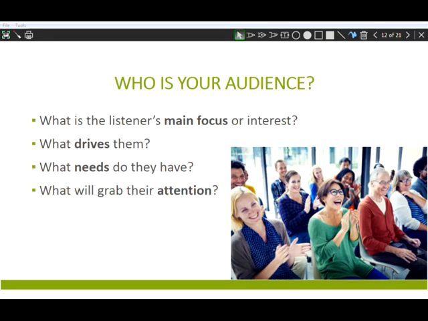And then the second foundational thing that you want to do before you create your pitch is to really think about your audience. So think about, what's that listener's main focus or interest? What drives them? What needs do they have? And what will grab their attention?